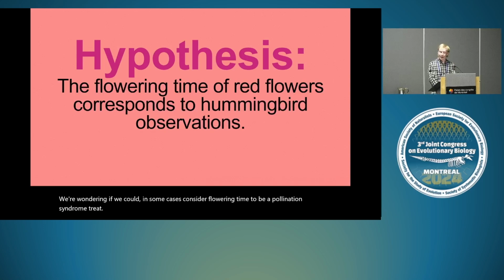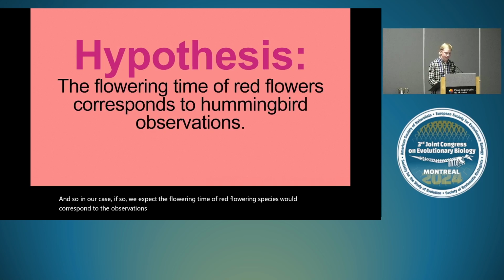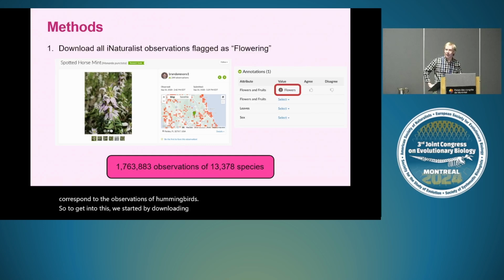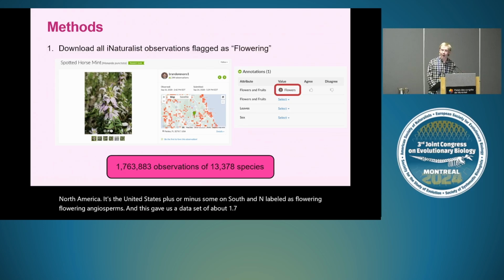And so in our case, we expect that the flowering time of red flowering species would correspond to the observations of hummingbirds. To get into this, we started by downloading all iNaturalist observations for broadly North America, the United States plus or minus some on South and North, labeled as flowering angiosperms. And this gave us a data set of about 1.7 million occurrences of over 13,000 species.